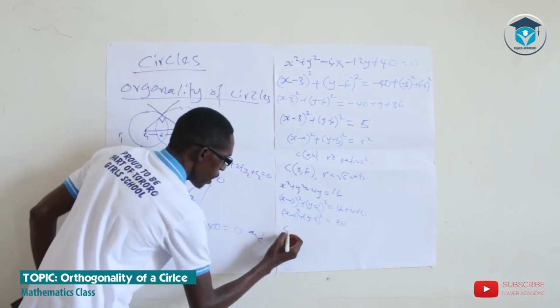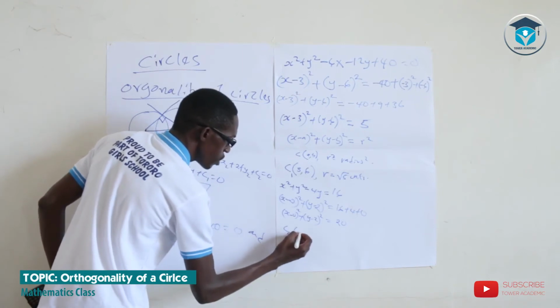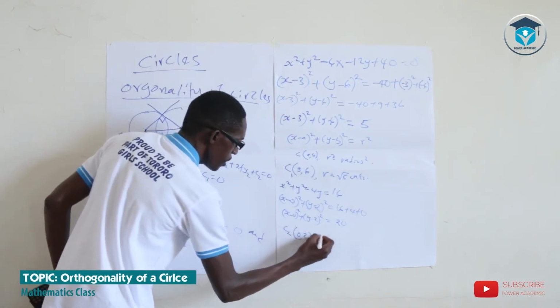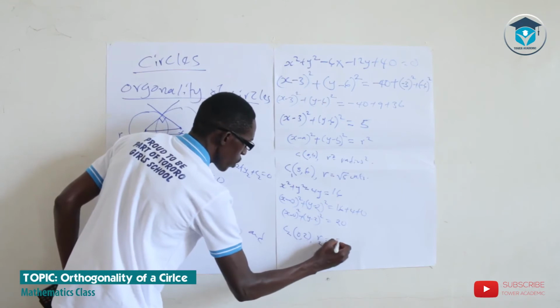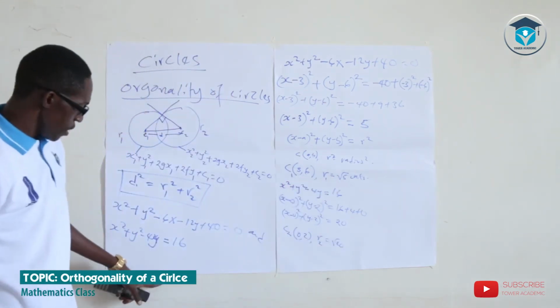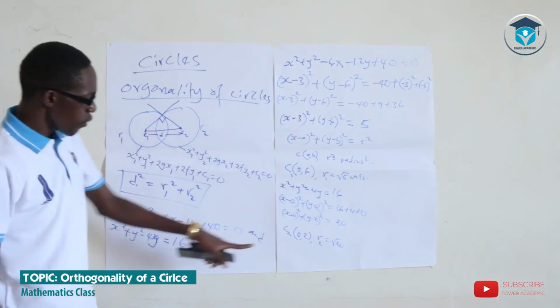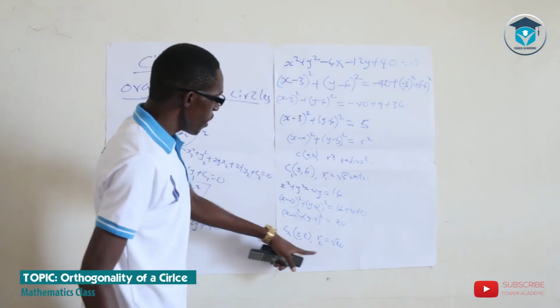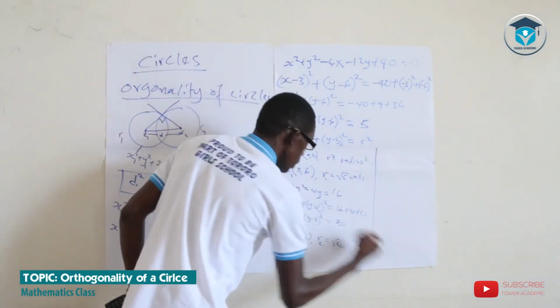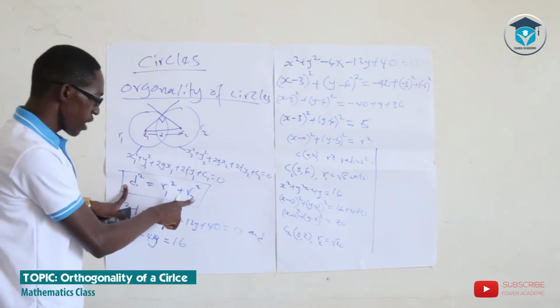Therefore, I can call it center 2; this is center 1. So center 2 becomes (0, 2), and its radius 2 becomes root of 20. So this was called radius 1. We remember we had said we want to show that these two circles are orthogonal. After we have got the two radii, we are going to substitute in the formula, to show that d² equals r1² plus r2².